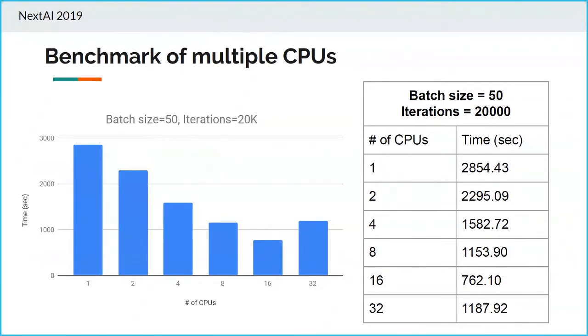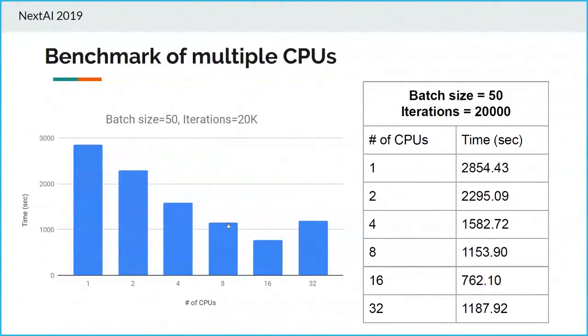But why isn't the time reduced by half when we double the number of CPUs? Because there's overhead. Whenever you have multiple threads or use multiple devices, you need to coordinate the task, distribute the task, and collect the gradients and average them, and those are the overheads. Ideally, if the overhead was zero, you would see the time reduced by half, but it's not like that. Okay.